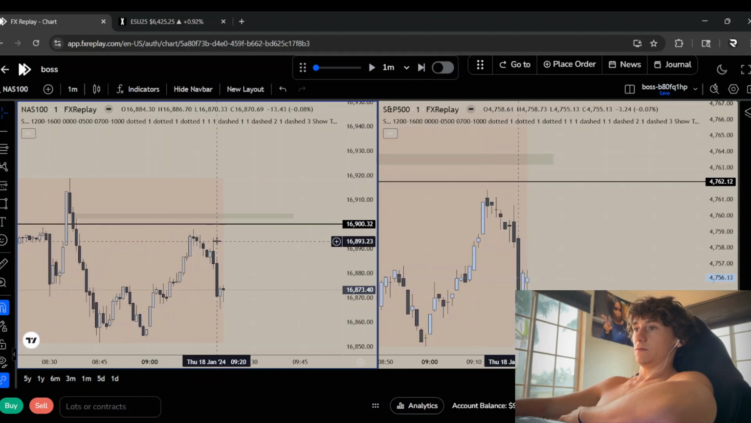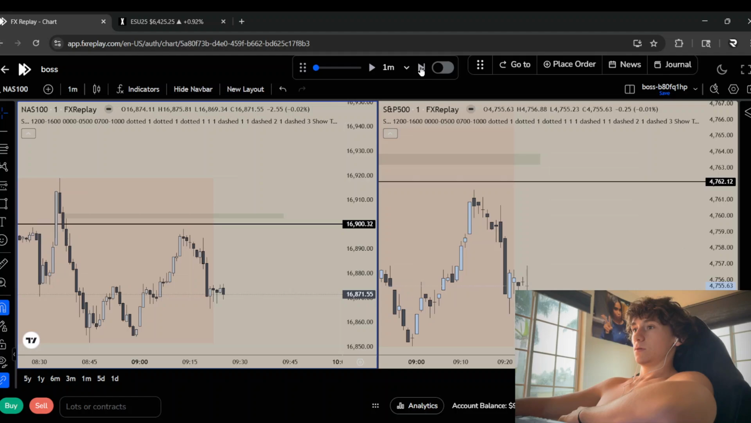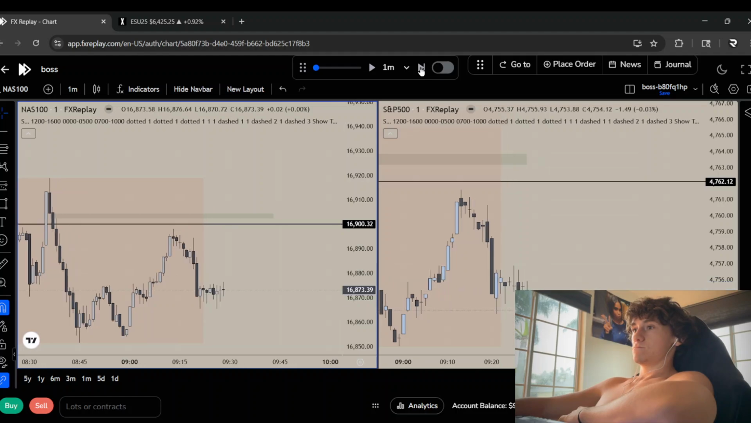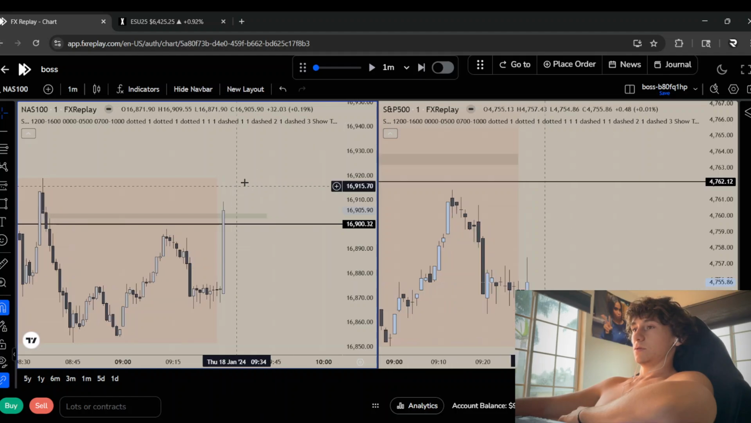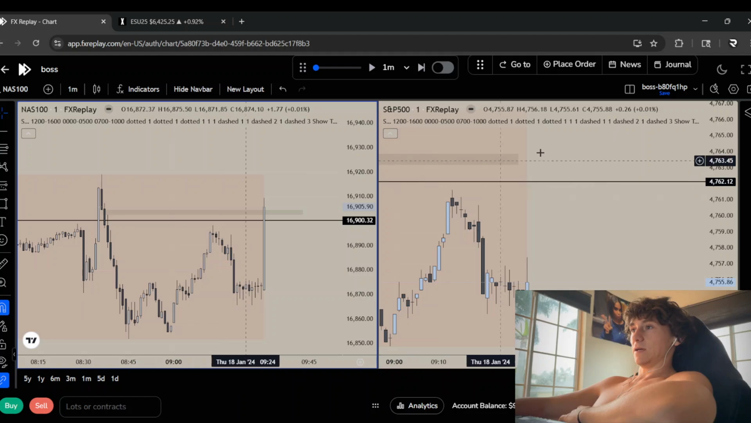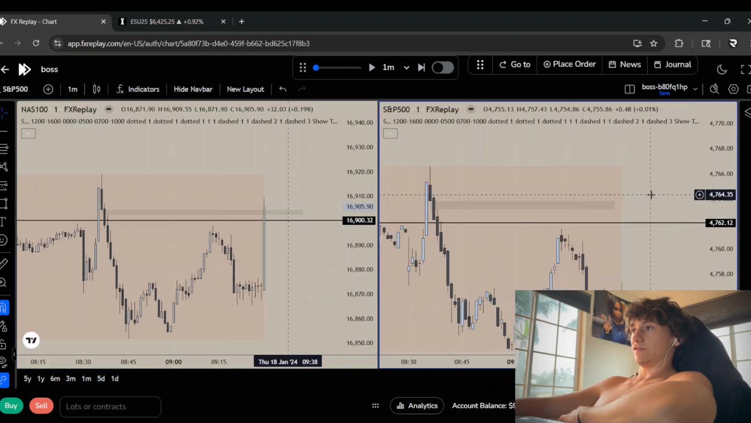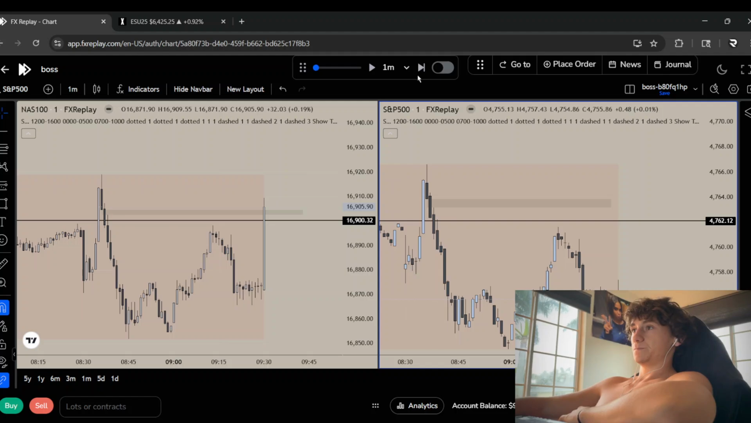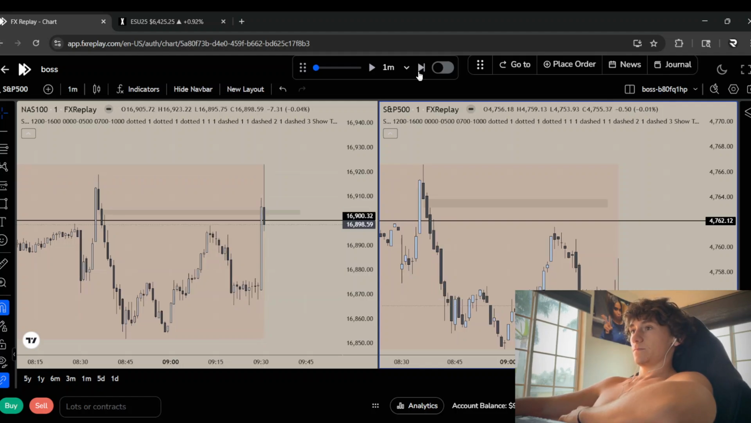Is that 9:30? 9:20. Market still hasn't opened yet. Is that market open? Oh, 2 more. 1, 2. There we go. Filled the gap on NASDAQ. Looks like we're going to have one of those SMT days. Immediate down reaction.